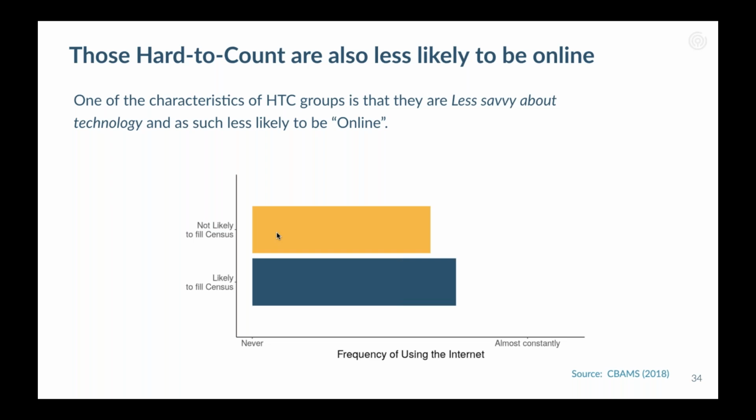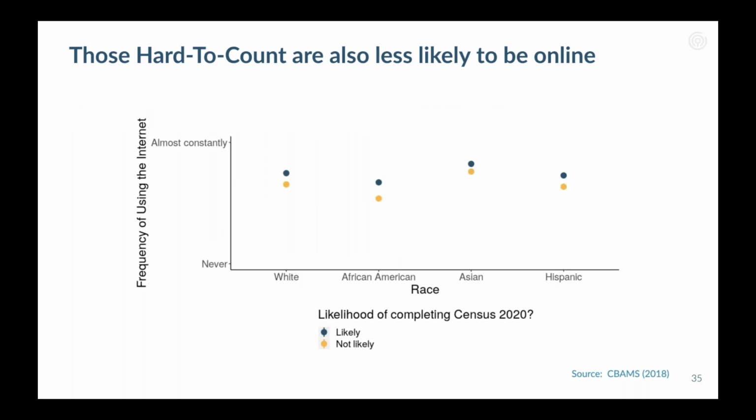On top of that, we know that 20% of households lack internet access, but this figure is around 40% for households with incomes less than $25,000, and for those with limited English. So there is a significant online digital barrier to those that are harder to count. We can look at this by different characteristics and explore this a little bit further to understand these communities.